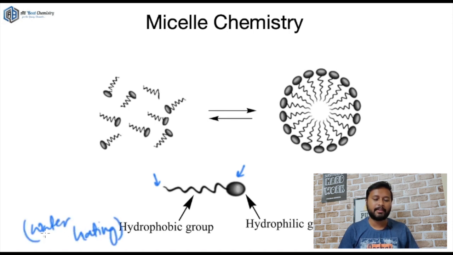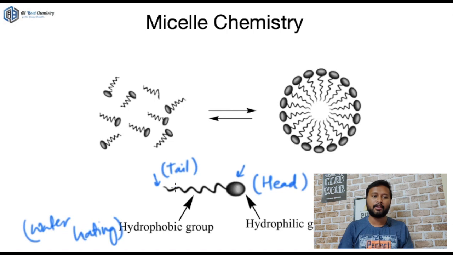So what does that mean? It means that this single molecule can have both properties. One end gets attracted towards the water, and the other end moves away from the water. That's what it means. Now this is called the head, and this part is called the tail. So this is about a single molecule.